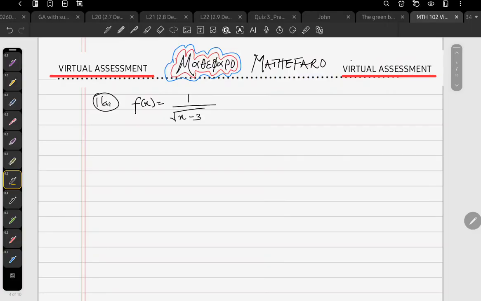Without wasting much time, let's move on with the next question in this problem set. We're still talking about domain and range, and this time around, we want to find the domain and range of f of x equals 1 over square root of x minus 3.